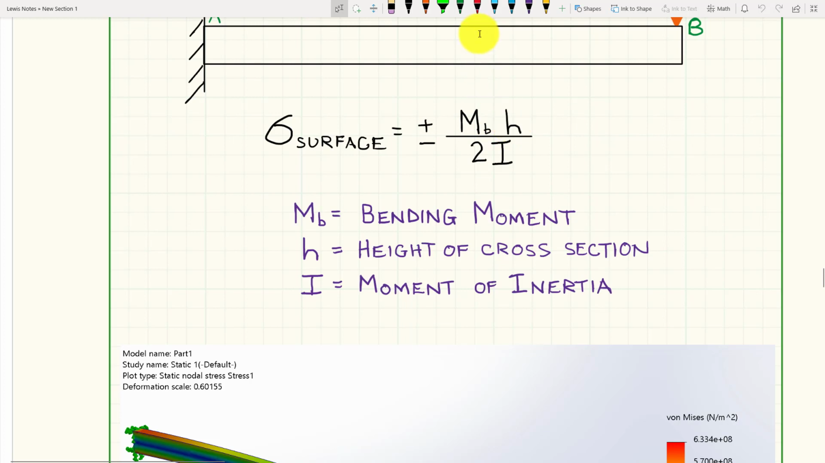The height of the beam. So we need to know the height of the beam. That's the height of the cross section. We need to know the moment of inertia. So you're going to calculate those I values. You're going to put this in there and calculate that out.